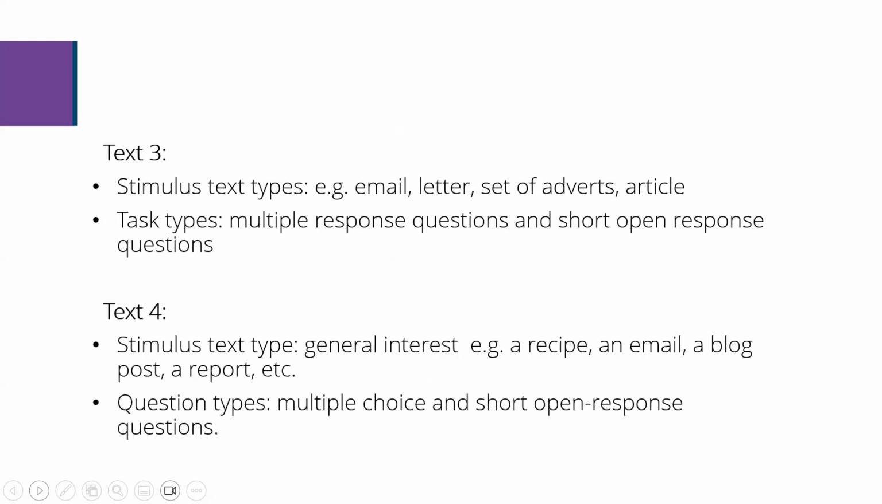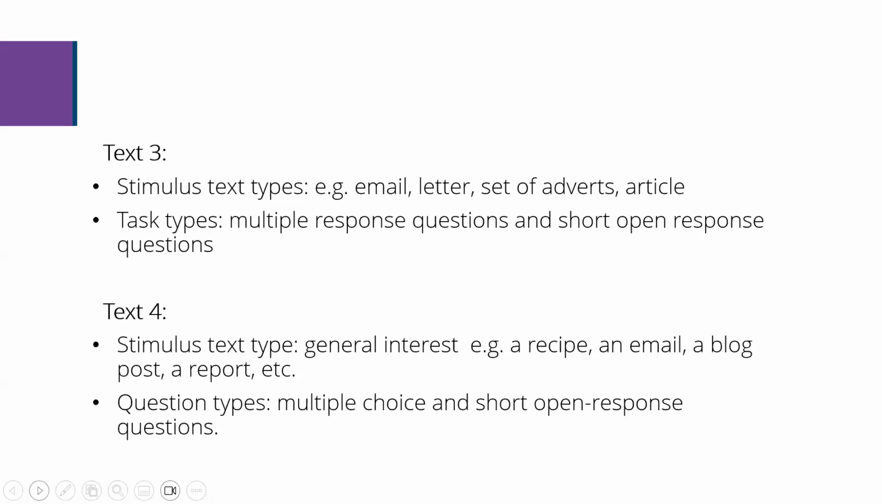So we looked at text 1 and text 2. We're going to think now about text 3 and text 4. We're going to think about text 3. The stimulus types, again, are letter, email, letter, set of adverts, article this time. So picking up the level of demand and the level of the questioning, if you like. The text will be a bit harder, but what the students actually need to do becomes a bit harder, because we've got multiple response questions. That's the tick 3 box type questions. And we've also now got short open response questions. Those are the questions where they need to write a very short, simple answer in English.